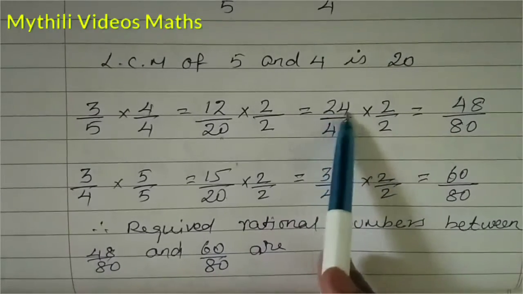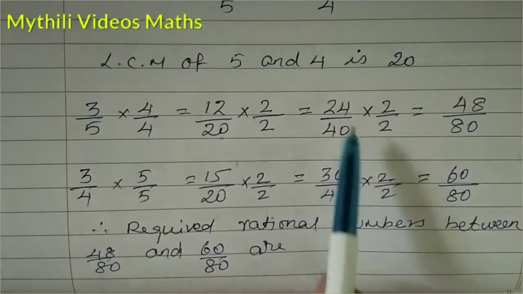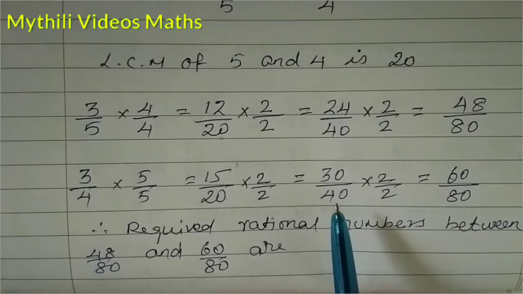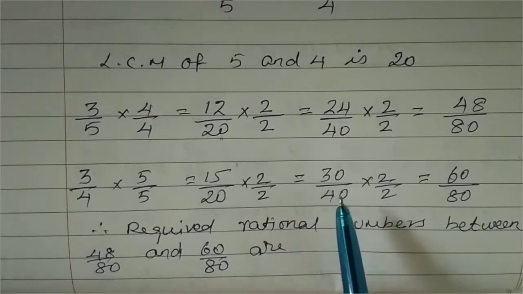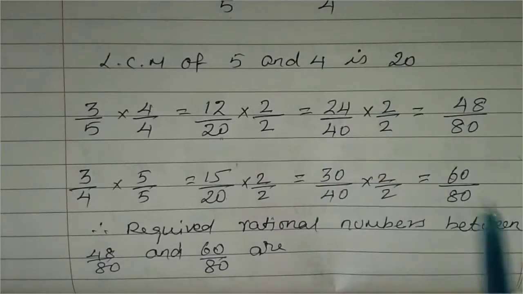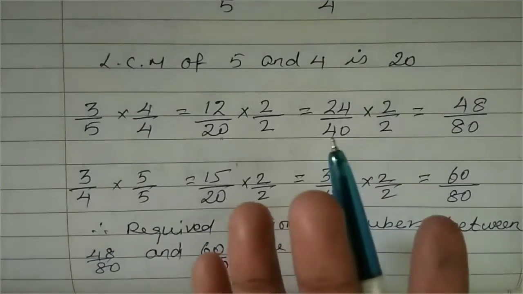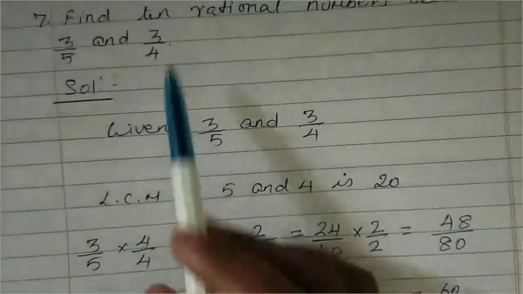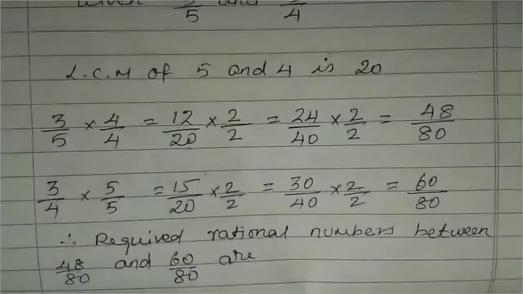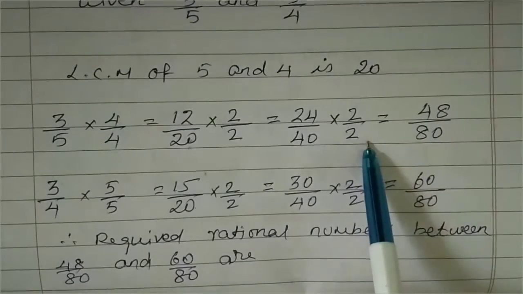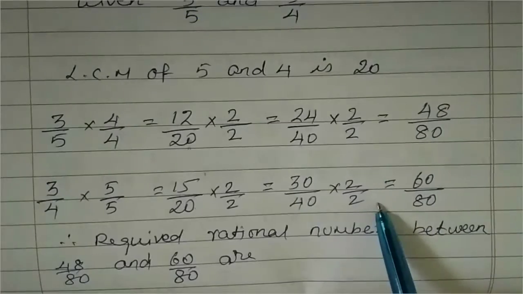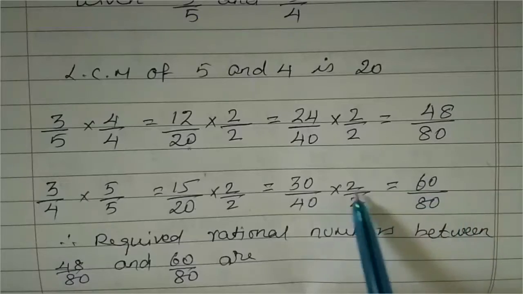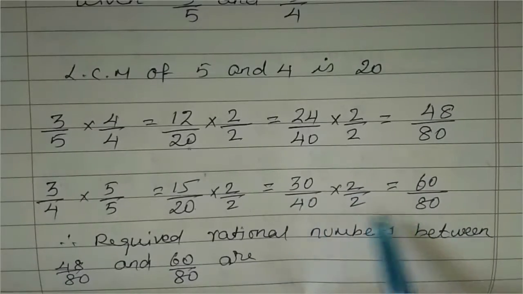Now just compare 24 and 30. We can't take the initial value and final value. Initial and final value we are not considering. In between how many numbers are there? That only we have to take for the answer. So after 24 we can take 25, 26, 27, 28, 29. Only 5 numbers are there. But we need 10 numbers. So what we have to do? Once again we have to multiply with 2 by 2 and then this value also 2 by 2. Now multiply: 2 24s are 48 and then 2 40s are 80. Same thing here, 2 30s are 60, 2 40s are 80.